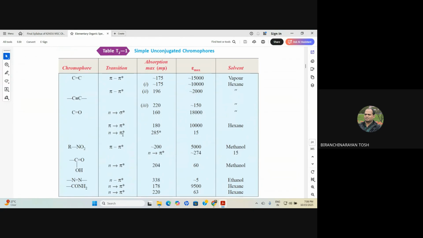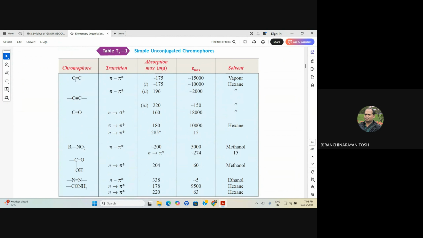But the n to pi star transition occurs at 285, where epsilon max is 15, a very low peak. So we cannot distinguish this one. You can see 285 is coming nearly towards the visible. So when one carbonyl group is there, it is colorless. But in the case of biacetyl, CH3 C double bond O, C double bond O CH3, the color is pale yellow because two carbonyl groups are conjugated with each other, so the color is enhanced. So the carbonyl group is a dependent chromophore.